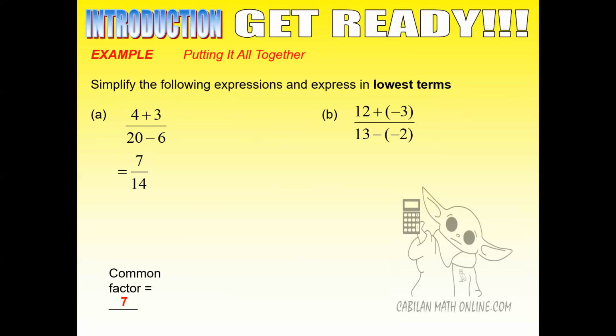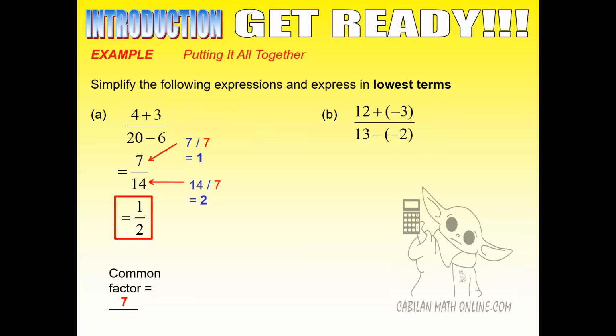A common factor of 7 and 14 is 7, because 7 goes into both 7 and 14. So what we have here is 7 divided by 7, which gives me 1, and 14 divided by 7, which gives me 2. So 7 over 14 as a reduced fraction becomes 1 over 2.